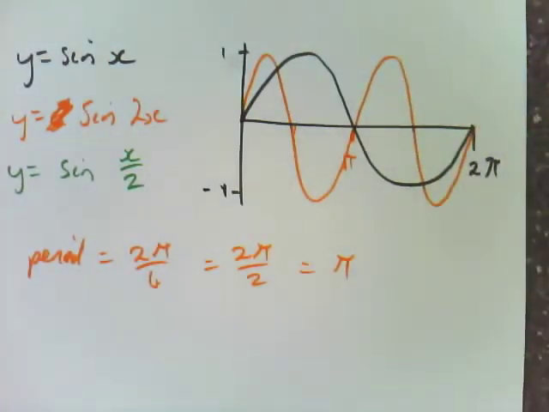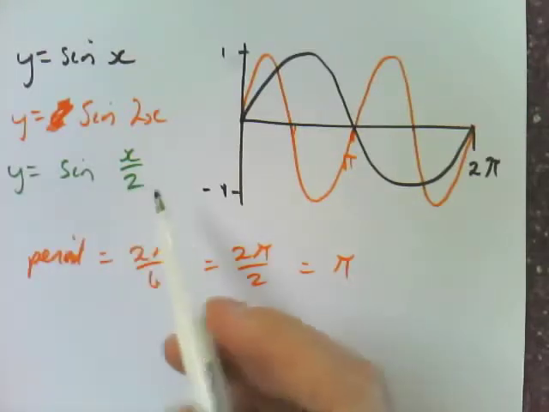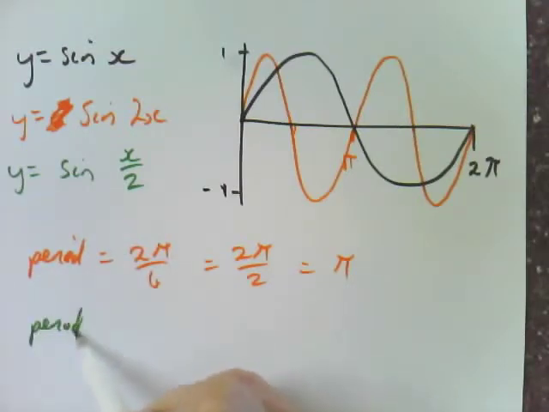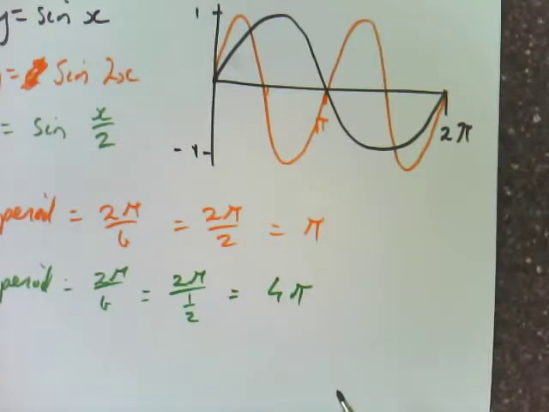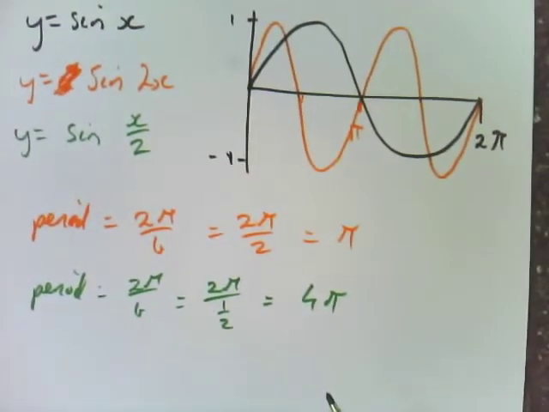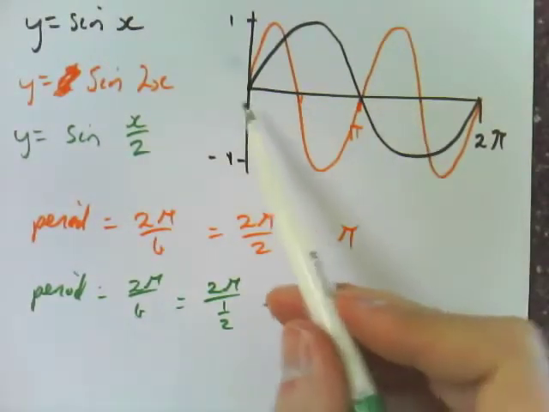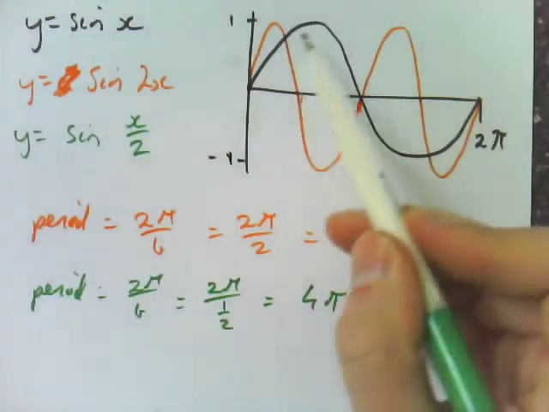Okay, so it compresses it. You get twice as many in as you had before. Now, if we have a look at x on 2, that's a half. So period equals 2 pi on b, which is 2 pi on 1/2, which actually comes out at 4 pi. So what that means is in 2 pi, I'm only going to get half of my initial graph in.